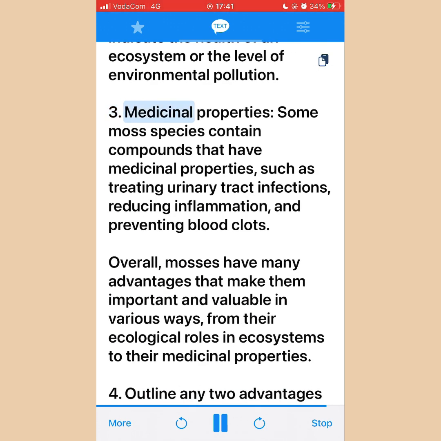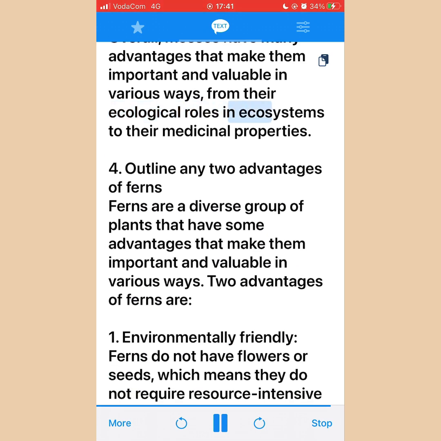3. Medicinal properties. Some moss species contain compounds that have medicinal properties, such as treating urinary tract infections, reducing inflammation, and preventing blood clots. Overall, mosses have many advantages that make them important and valuable in various ways, from their ecological roles in ecosystems to their medicinal properties. 4. Outline any 2 advantages of ferns. Ferns are a diverse group of plants that have some advantages that make them important and valuable in various ways.